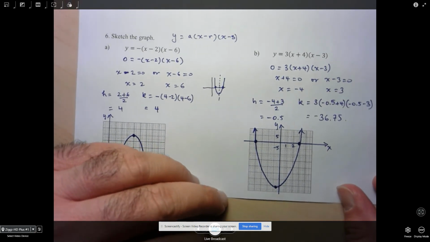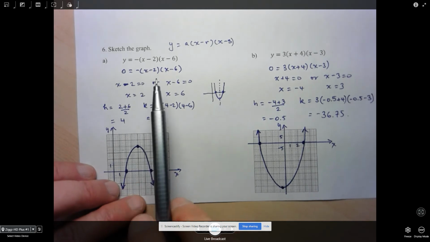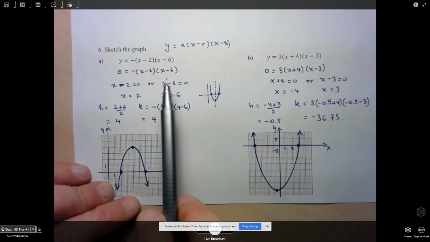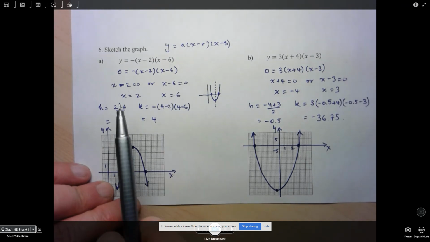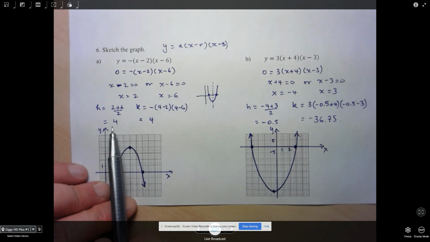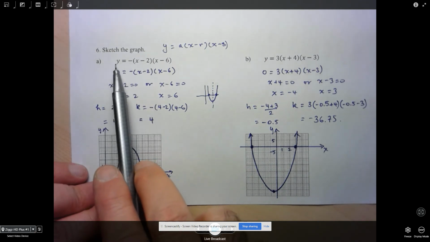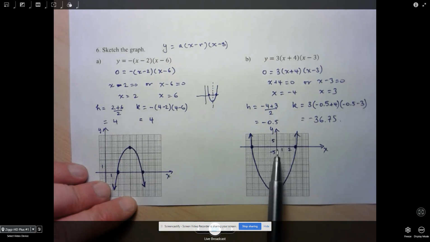All right, so just to recap, when you're given an equation in factored form, the easiest thing to determine first are the x-intercepts. Once you have the x-intercepts, you can use that to find the x value of the vertex. And once you have the x value of the vertex, you just input it into your equation to get the y value of the vertex. And then from there, the only other thing to be careful of is what you're choosing as your scale when you're drawing the graph. Okay, that's it for this one.